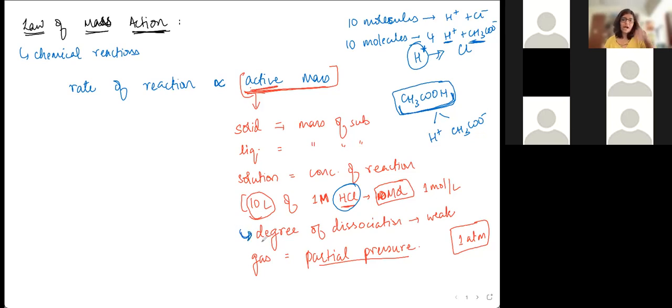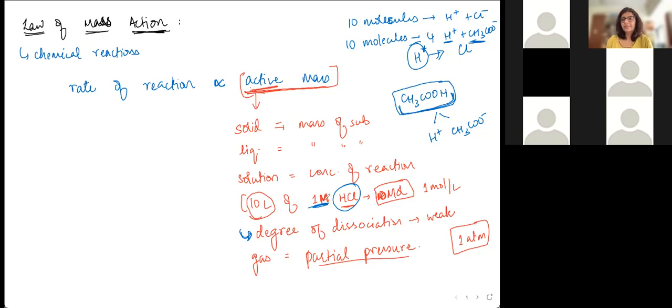When you do ionic equilibrium, this is what we'll be talking about in the case of weak acids and weak bases. What is the degree of dissociation? For HCl, which is a strong acid, what will be the active mass? It's the concentration, whatever the concentration is.